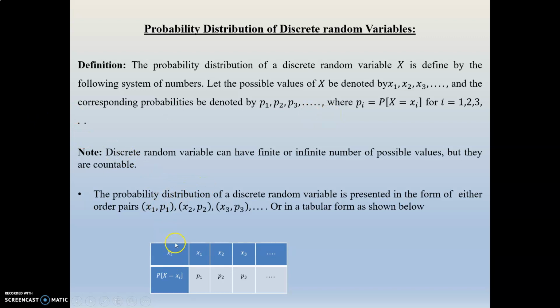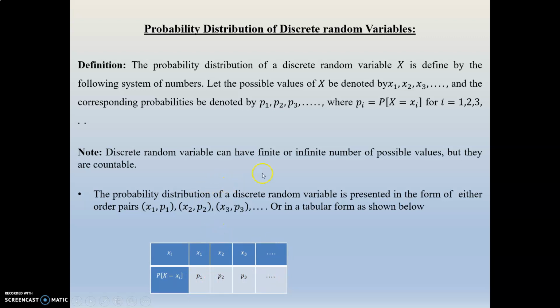This probability distribution can be written in two ways. Either you can write for x1 there is probability p1, for x2 p2. So each one we will represent with the ordered pair method, otherwise tabular form like this. So x's we can write in the first row and probabilities we can write in the second row. This way also you can represent.